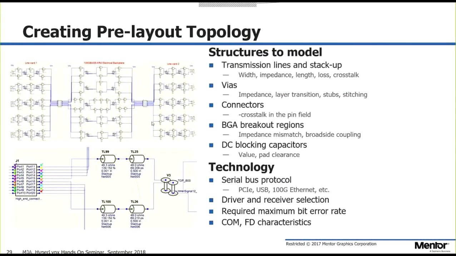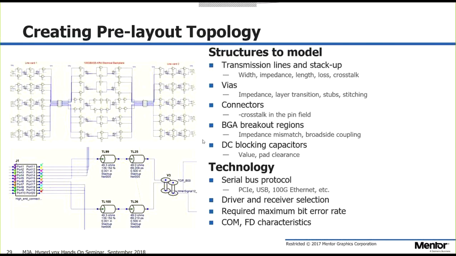So for creating these pre-layout topologies, we need structures: transmission lines, vias, connectors, BGA breakouts. We need some way to connect all this up together. We provide that with the lines in the tools, and the ability to look at various different technologies. We get that structure there for you.